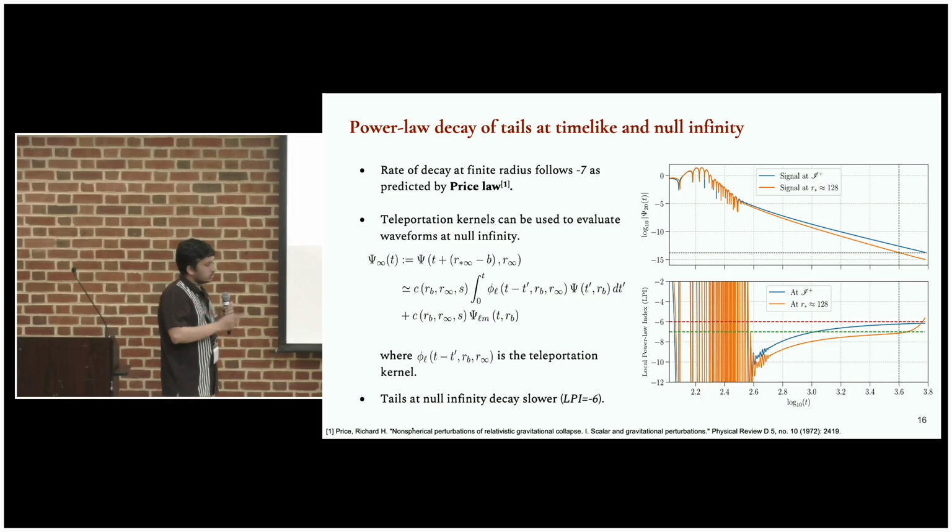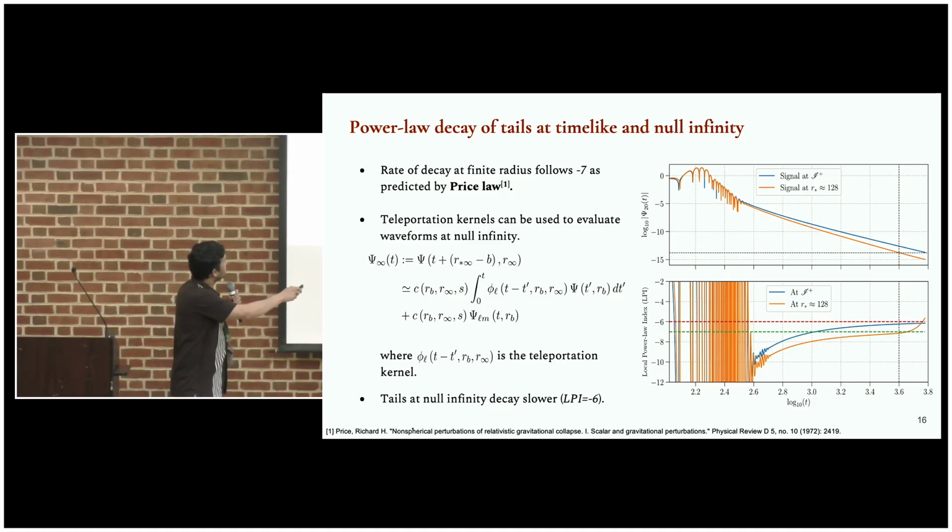Okay, so once we have that, how do we validate this? What I'm trying to show here is, as GW modelers, we want the solution at null infinity, not only at some finite value of R. To do that, we create another type of kernel called the teleportation kernel. If you have the solution at some value of R, which is R_B here, you can teleport the solution to null infinity.